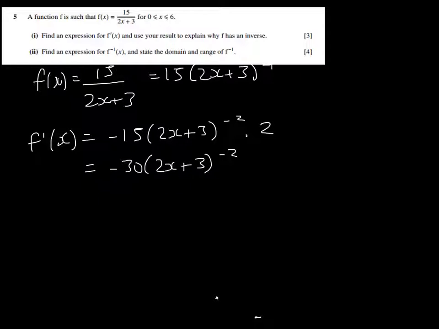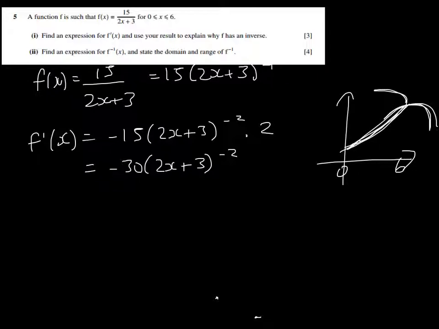They're then asked to use your result to explain why f has an inverse. So you've got to remind yourself what you're after. You're after this function, however it looks, and what you want to know is that it's a 1-1 function, something like that. So it goes from 0 to 6, and it doesn't fold back on itself, because what you don't want is multiple x values for the same y value. So you don't want that scenario there. We just want a nice smooth part of a curve.